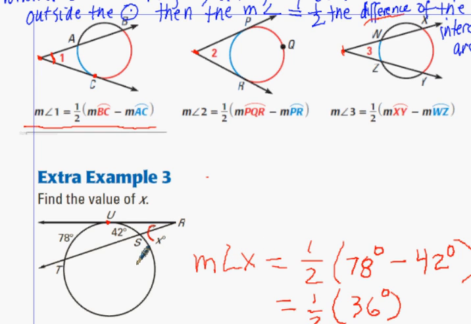So that angle is actually quite narrow, quite a small angle. So that concludes lesson 10.5.